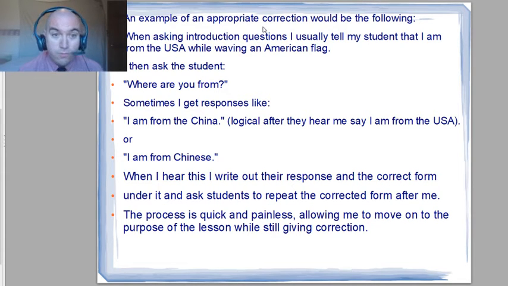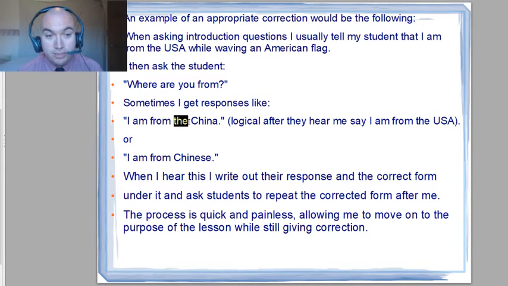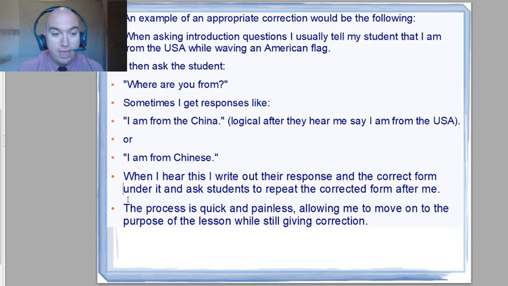Okay, so one of my questions is almost always, "Where are you from?" Before I do that, I will say, "I am from the USA," and I wave my little American flag. Sometimes I get responses like, "I am from the China," which is logical considering that I just said I am from the USA, or I am from Chinese. When I hear this, I write out their response and the corrected form under it. Okay? And then I ask the students to repeat the corrected form after me.